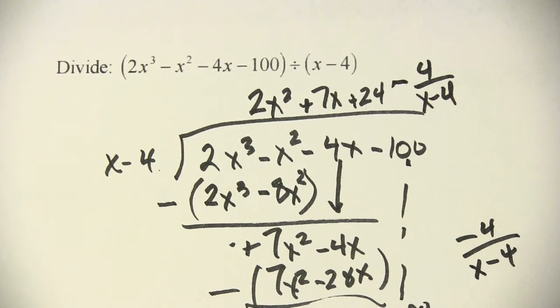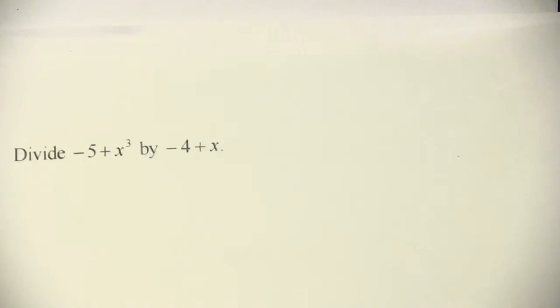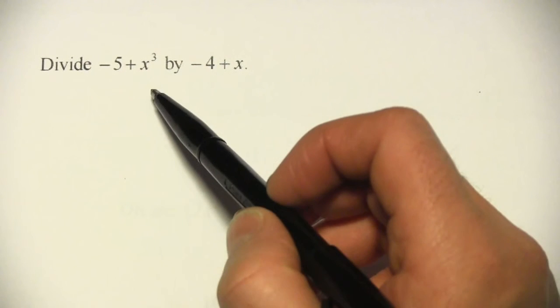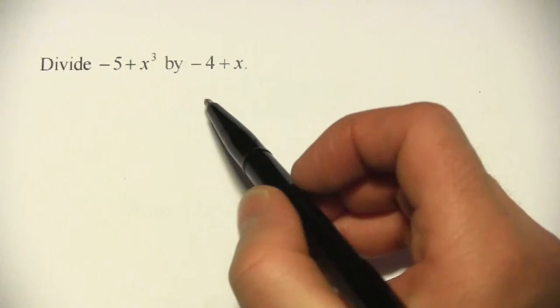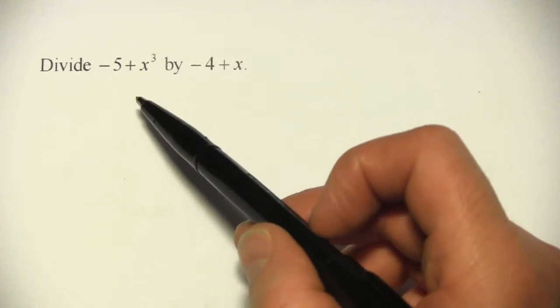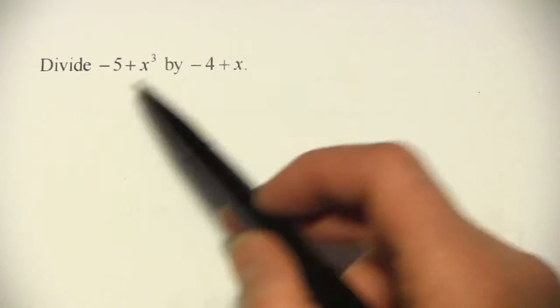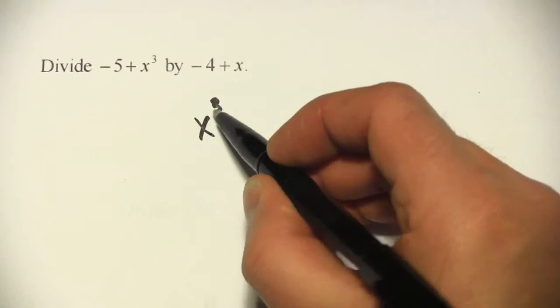All right, let's try one more, just because this one has a few tricks they're trying to confuse you with. So here we have negative 5 plus x cubed. Divide that by negative 4 plus x. Well, first of all, they're not written in the order things are normally written in, which is starting with the higher power. So we need to do that. So I'm going to start with x cubed.